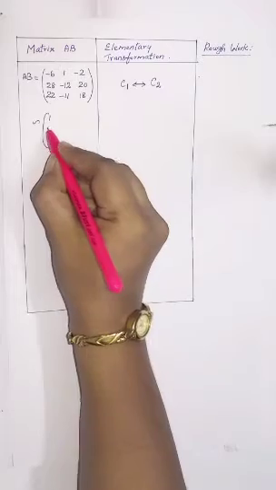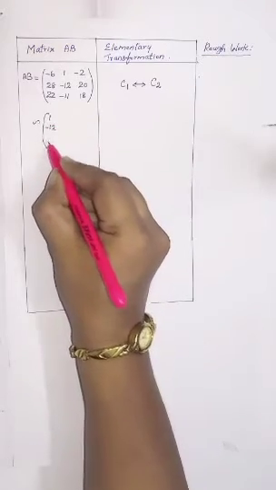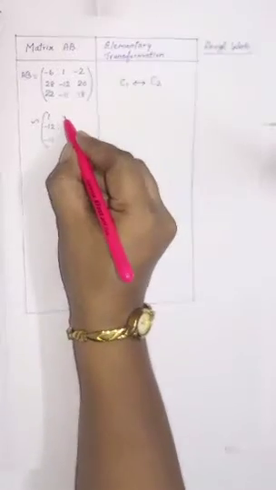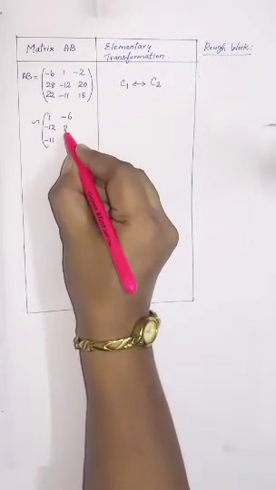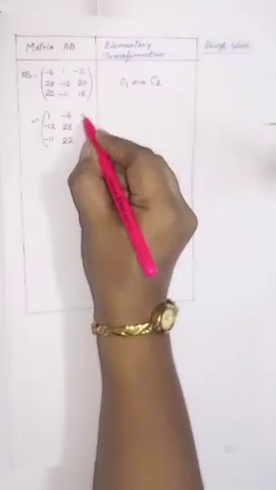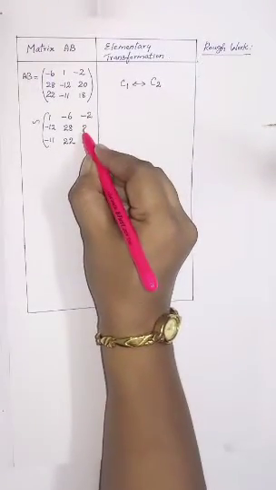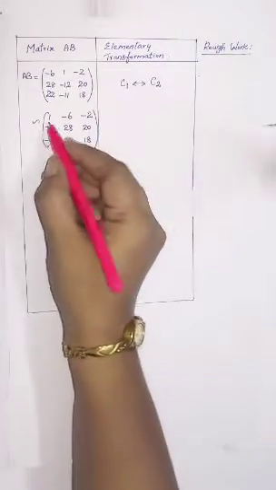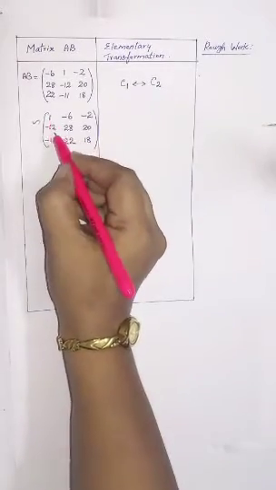So 1 minus 12 minus 11. Now column 1 you'll have to write it in column 2. So minus 6, 28, 22. Column 3 as it is, minus 2, 20 and 18. Now we have got 1 in your first row and first column element.